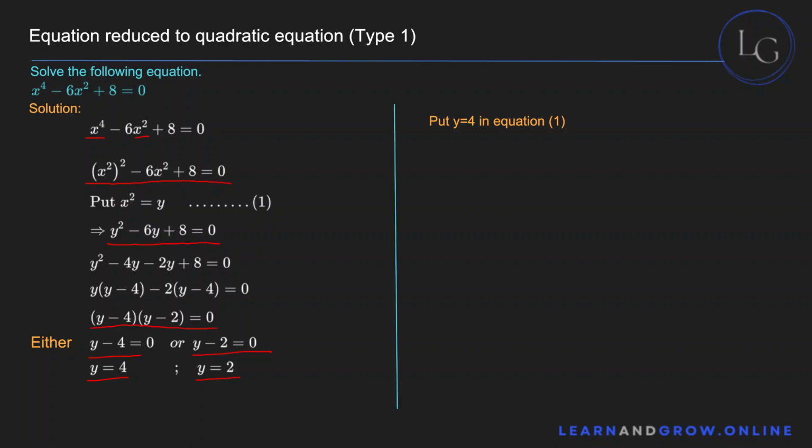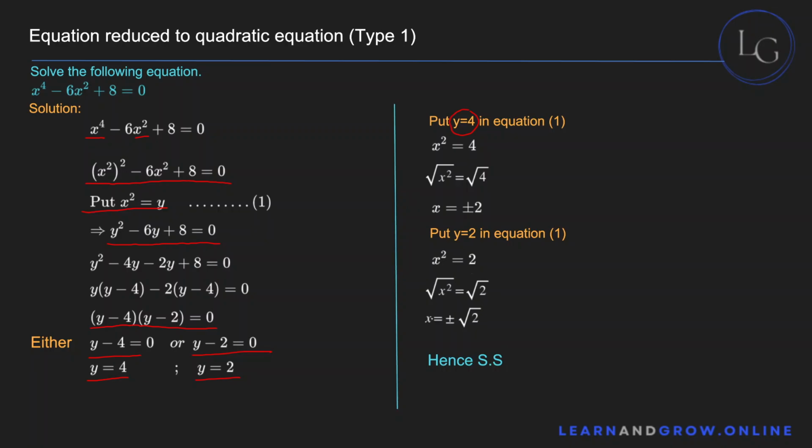Now, put y is equal to 4 in equation 1. This is equation 1. So x square is equal to 4. And now you get the values of x. x is equal to plus minus 2. And now you put y is equal to 2 in the same equation 1 to get x is equal to plus minus under root 2.